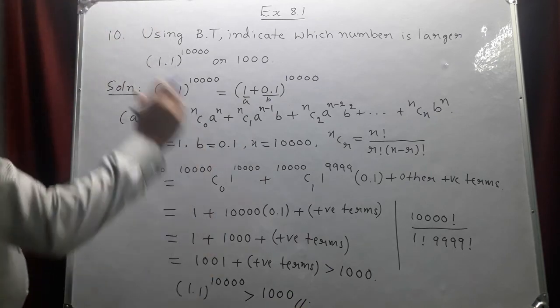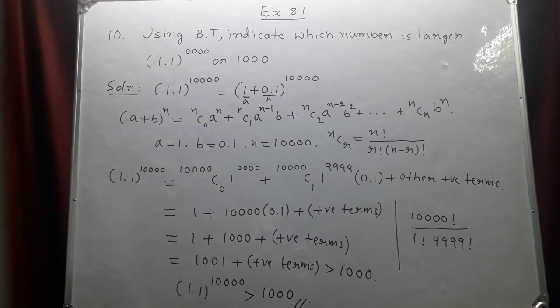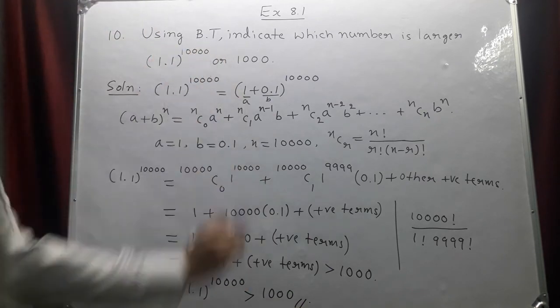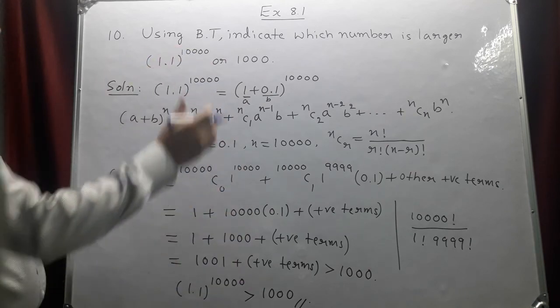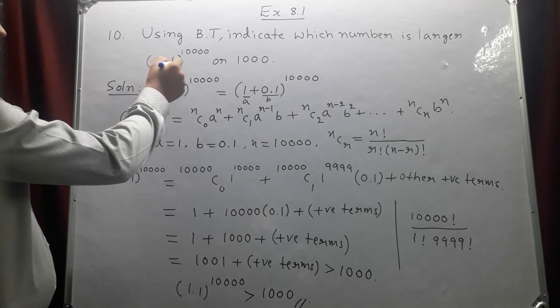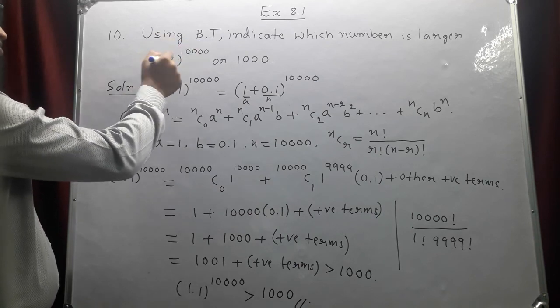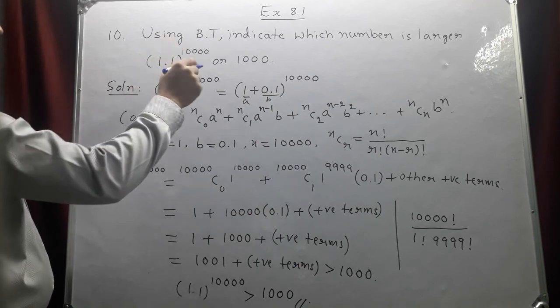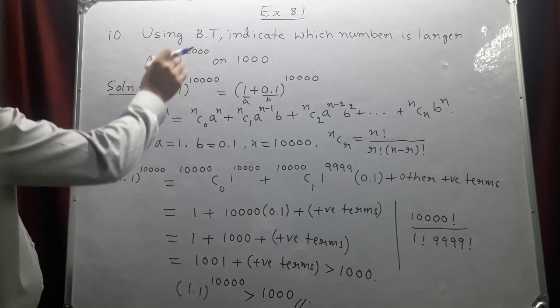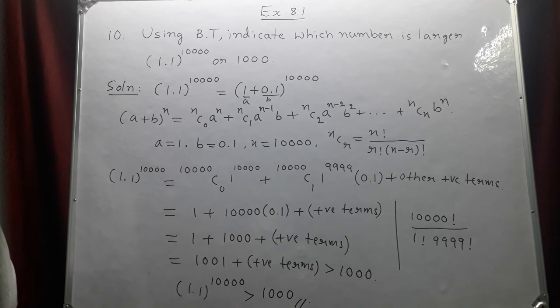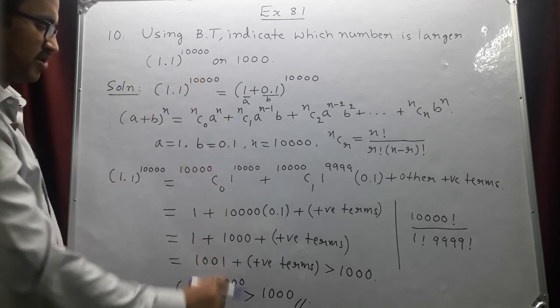So like this, binomial theorem can be used to compare two numbers, which one is larger and which one is smaller. These types of numbers, we cannot directly find the value of 1.1 power 10,000 by multiplication because it is a very lengthy process. So we can apply binomial theorem and compare these types of numbers.